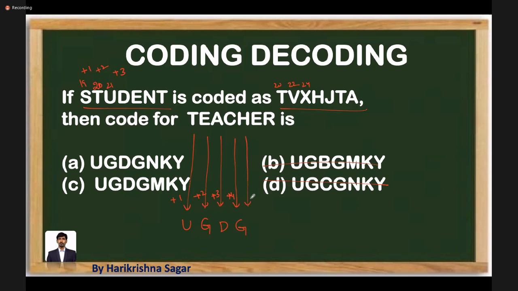And look at this. This is the 8th alphabet. It should be increased by 5. 8 plus 5 is 13. 13 is nothing but M. Eliminate this. Mark the answer as option C.